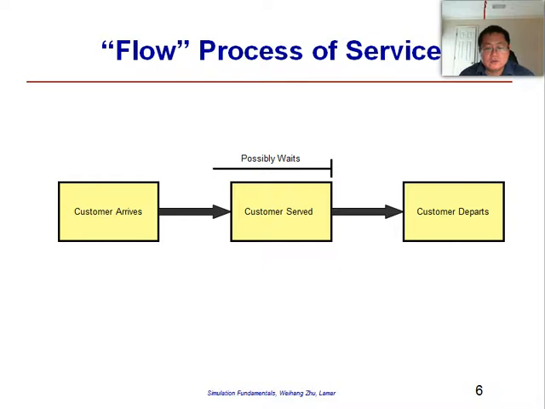So here is a simple flowchart for this queuing system. Customers arrive at random times. They are served immediately if there is nobody in the line. Otherwise, they need to wait to be served. The line above the customer served box indicates a possible queue. After that, they depart from the shop. Each box represents an event.